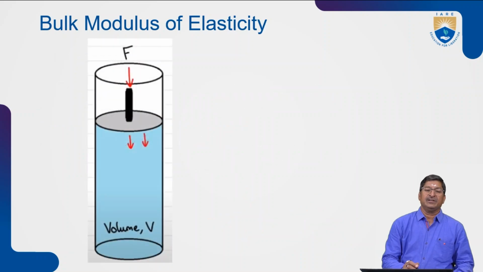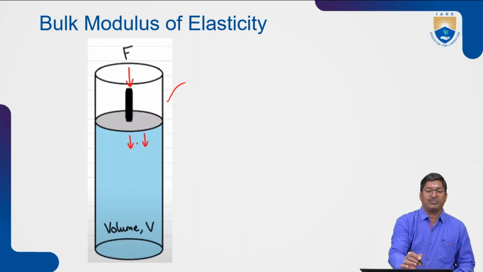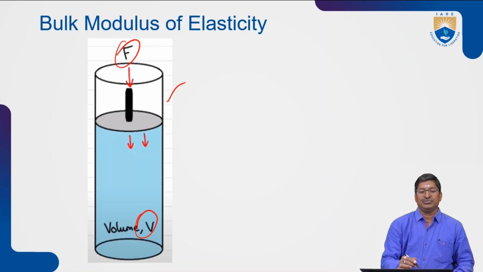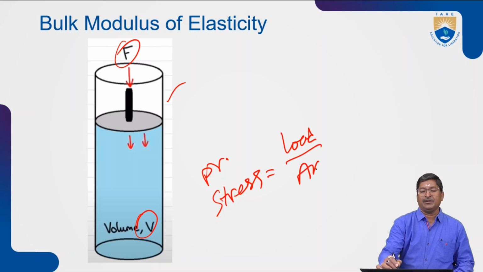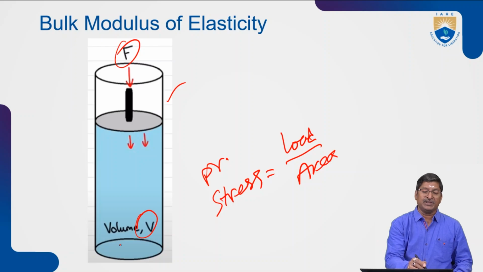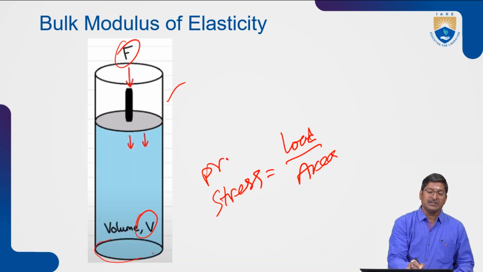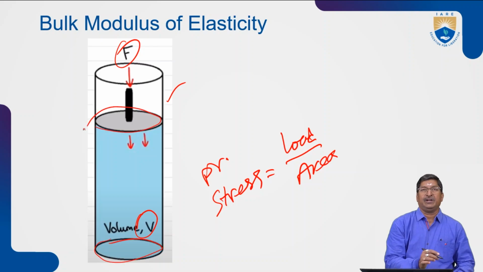You can see the figure here. It is a cylinder, a tube, and some liquid is there. If you apply a force, the volume of liquid is V, and the force is F. Here the pressure or stress is equal to load upon area, where the area is the surface area of this liquid.